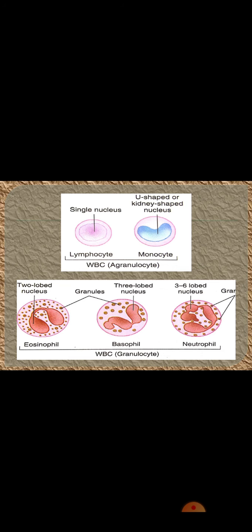Clear? Let's move on. Next, basophils. These are about 0.5 to 1% of the total leukocytes, and their nucleus is three-lobed, and the cytoplasm has acidic granules. These granules are stained with basic dyes, therefore they are called basophils. The cytoplasm of basophils contains heparin and histamine.